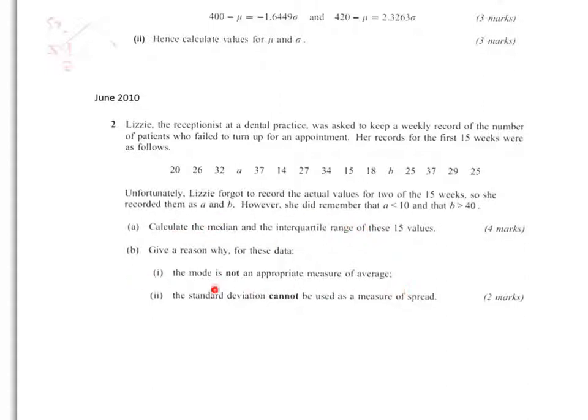Over here, these are set responses. The mode is often not appropriate when there is no clear single mode. And over here, you can't use standard deviation because you don't know the values of A and B.